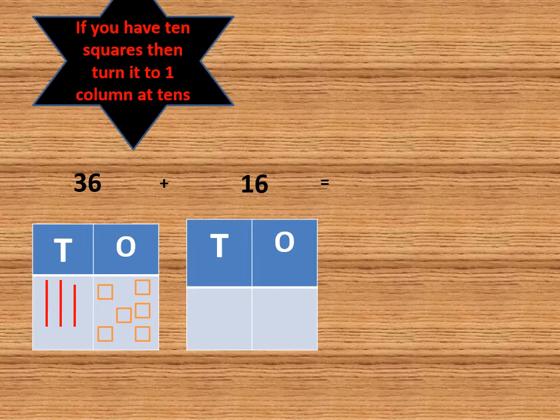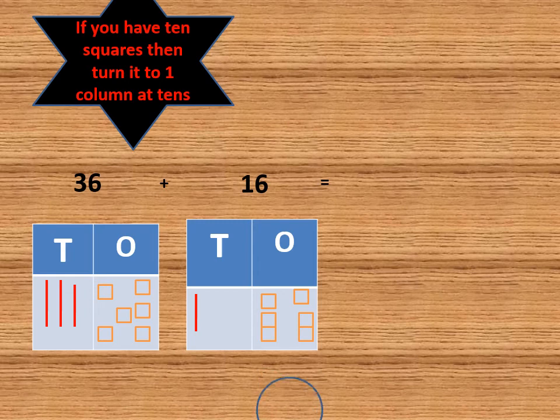Okay, and 16 means how many tens? Excellent, 1. And how many ones? Yes, 6. So I draw 6 small squares. 1, 2, 3, 4, 5, 6.